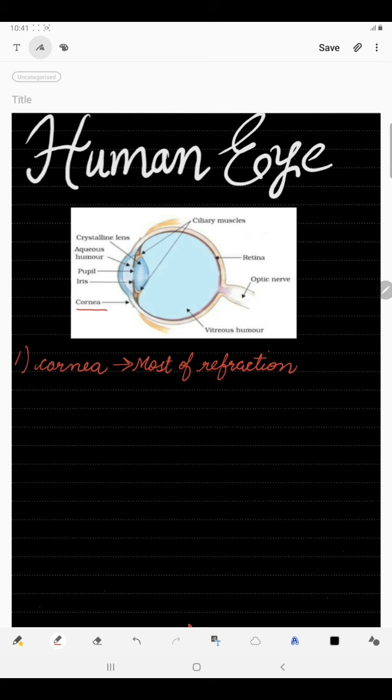Just behind this cornea is the iris. This iris, which is a flat colored ring shaped membrane, actually controls the amount of light entering the eye. It controls the amount of light.